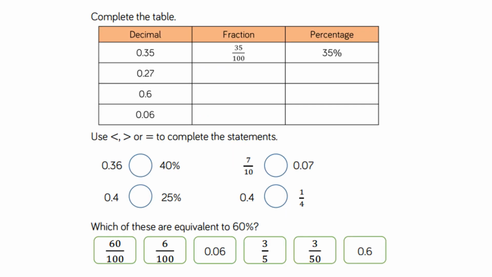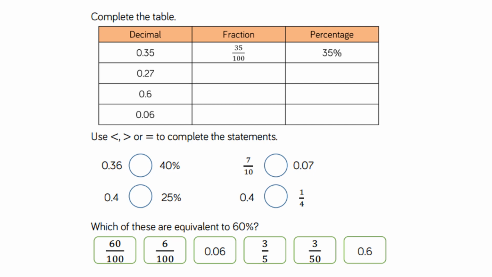So using that knowledge then, it says complete the tables. The top one's been done for you. 0.35, like we just said on the previous slide, that is equivalent to 35 hundredths. So 35 out of 100 is obviously 35%, because like we said, percent is the same as out of 100. So 0.27, what's that as a fraction? What is it as a percentage? 0.6, 0.06.